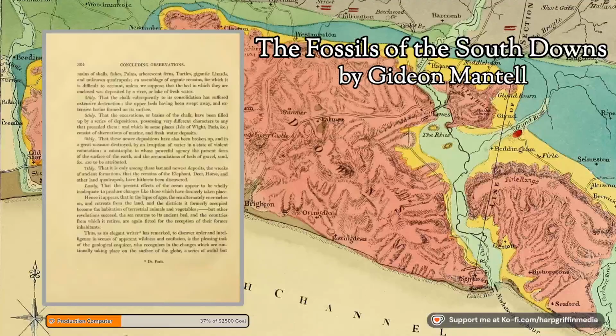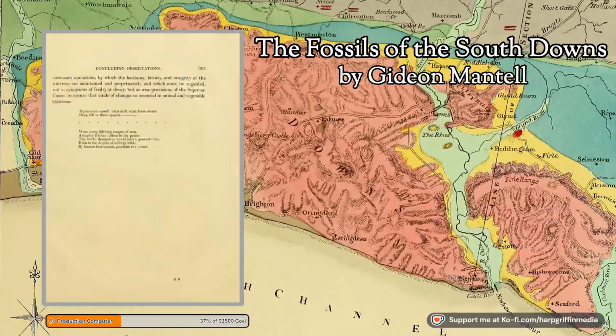Thus, as an elegant writer, Dr. Paris: Mysterious round, what skill, what force divine, deep felt in these appear. Were every faltering tongue of man, Almighty Father, silent in thy praise, thy works themselves would raise a general voice, even in the depths of solitary wilds, by human foot untrod, proclaim thy power.